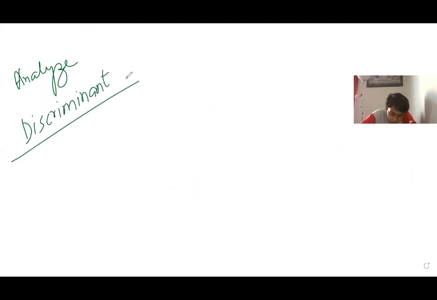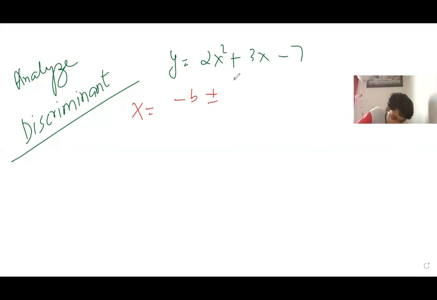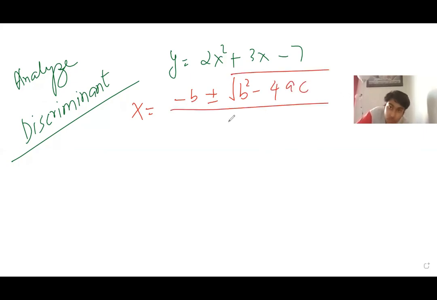You remember this? Yes, sir. If I give you the equation y equals 2x squared plus, let's say, 3x minus 7, what is the answer? You use a quadratic formula, right? You say, well, x is equal to minus b plus or minus the square root of b squared minus 4ac, divided by 2a. Substitute the values.